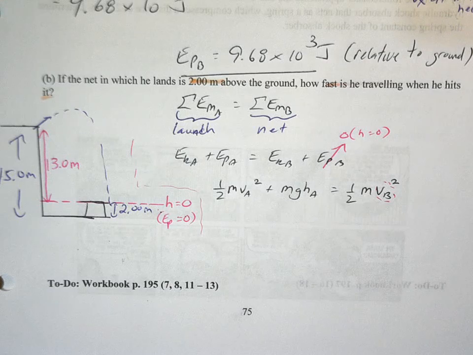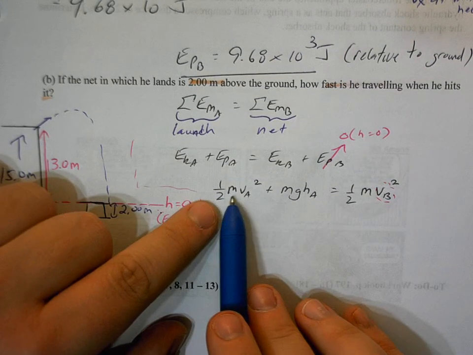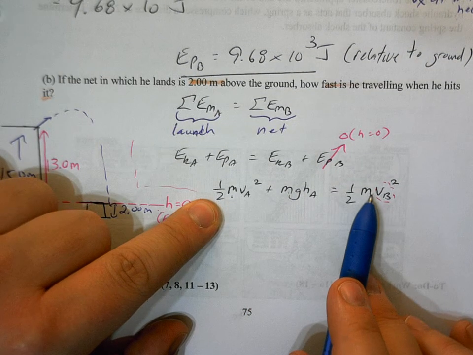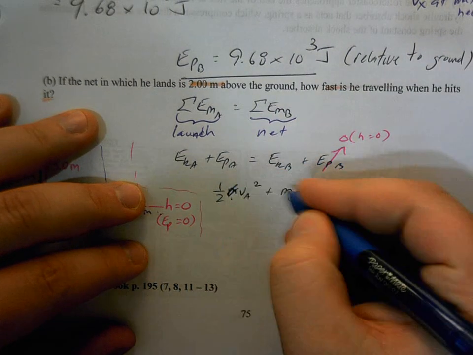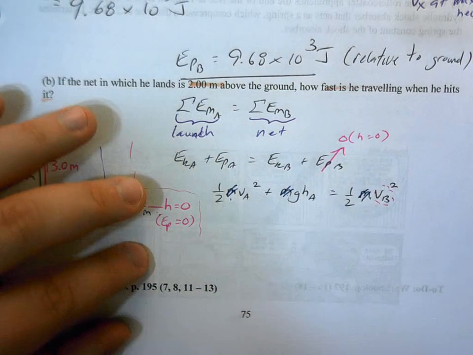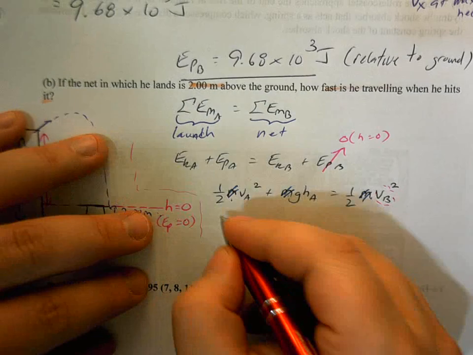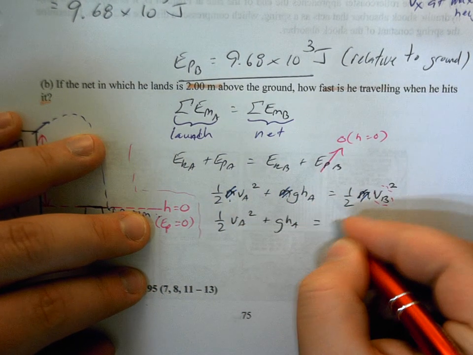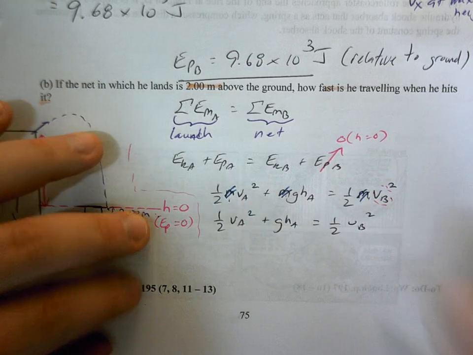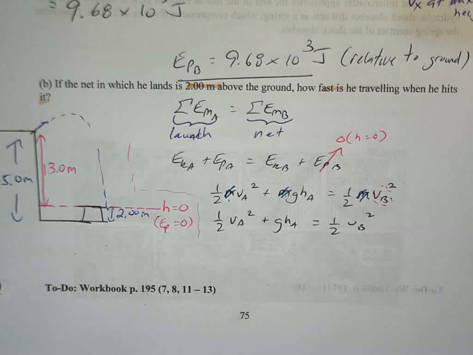Here's where we can simplify though. I have a mass term here, I have a mass term here, and I have a mass term here. I have mass in all three of these, so I can cancel out mass. What I'm left with is half v_A squared plus g h_A is equal to half v_B squared. So this simplified quite nicely.